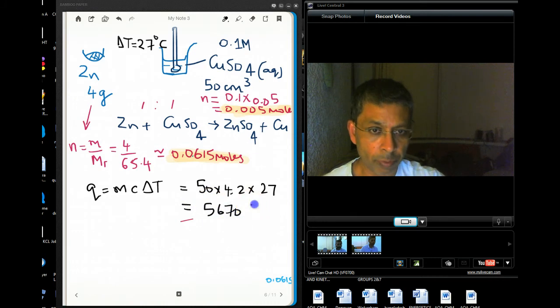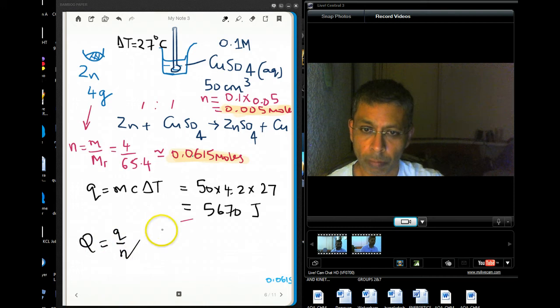5670. Remember, the units are joules. You have to change them to kilojoules yourself. Okay, let's work out big Q, which is little q over n, equals, and I'm going to change that to kilojoules now as well. You don't need to, but you can.